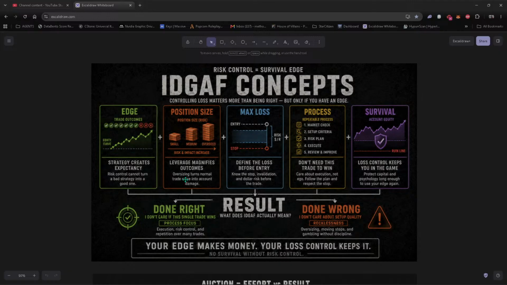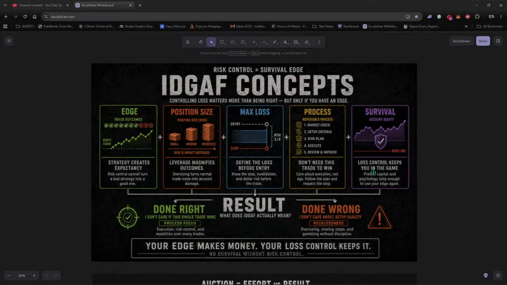Oversizing turns normal trade noise into account damage. Trade within your account limits. It's not a class on position sizing, so these are just concepts that are important, that are the foundation of any strategy that you create.